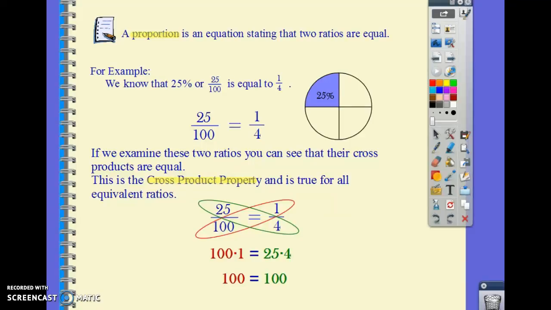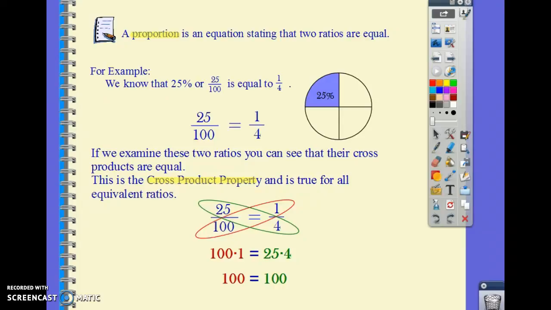Okie dokie, kiddos. I know that you have worked on proportions and the cross product property in the past, so we're just going to review it quickly here with a little video. A proportion is an equation stating two ratios are equal.